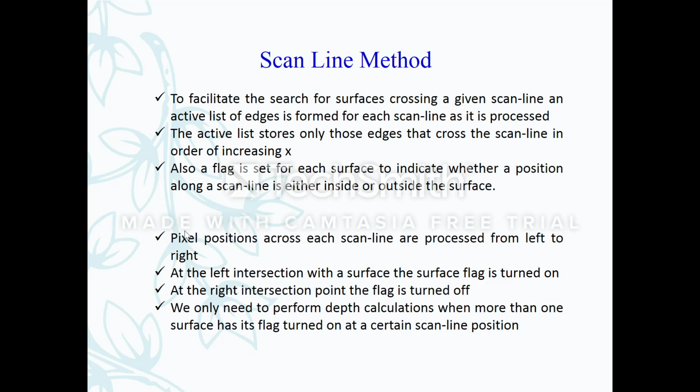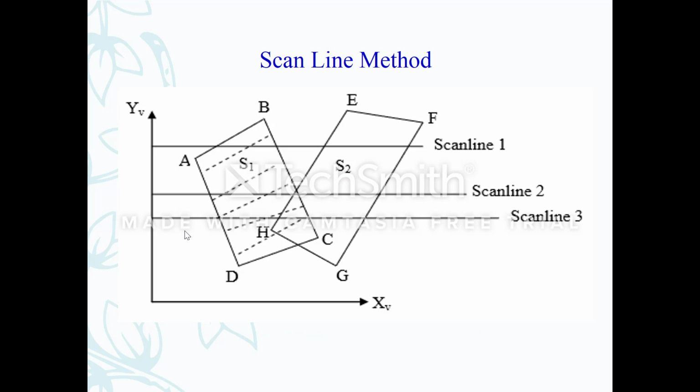As you can see, on a scan line we set a flag on at the start and a flag off at the end. When there is only one surface, we get a flag on and off. If two surfaces are intersecting, then we can know that the surfaces are intersecting, and we can calculate the depth to differentiate between the surfaces which are above and below. Here is an example.